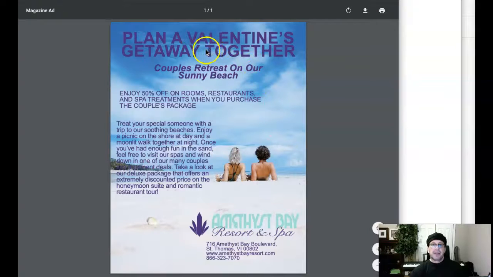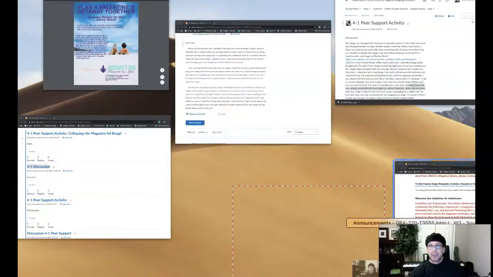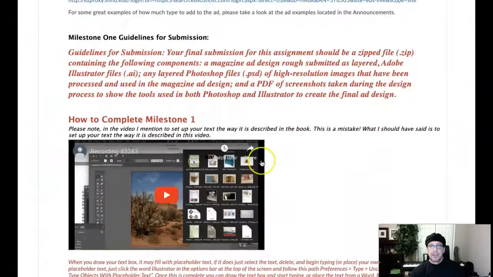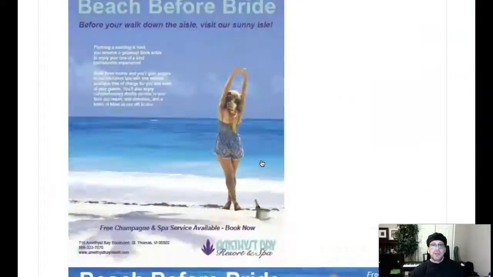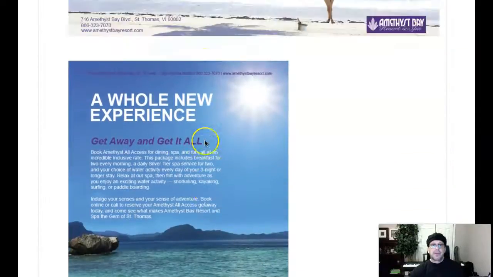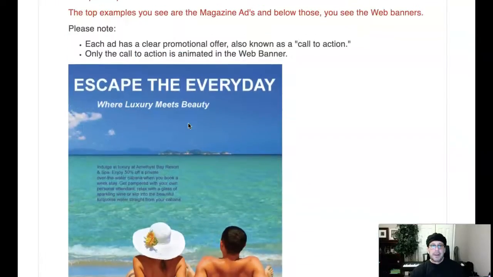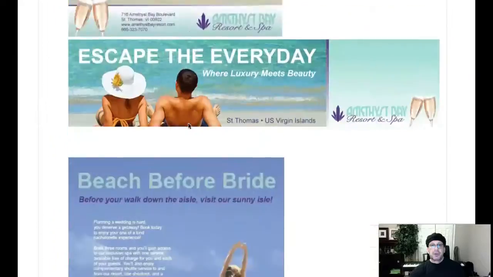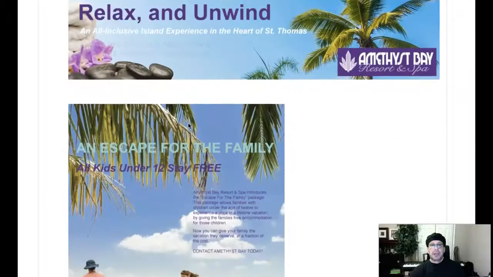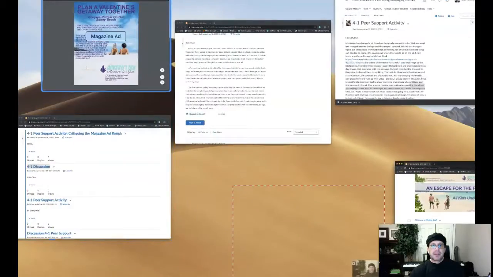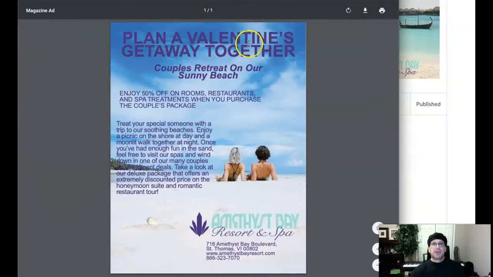So "Planning a Valentine's getaway together," that's good. And this is a good headline subhead combination. But I think it's pretty large. I would recommend reducing the size of that. If you jump over to the course announcements, you can see in some of those examples, and use these to follow your lead. These are much more brief headlines than yours. So I would recommend reducing the size of that.